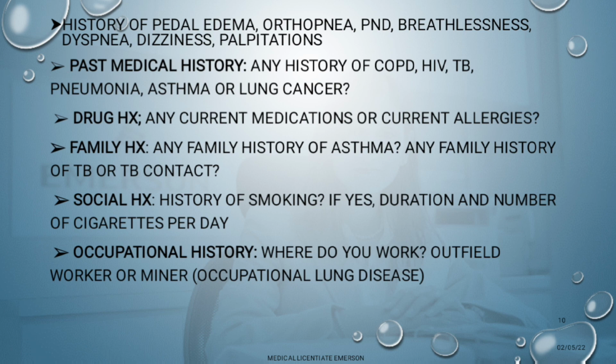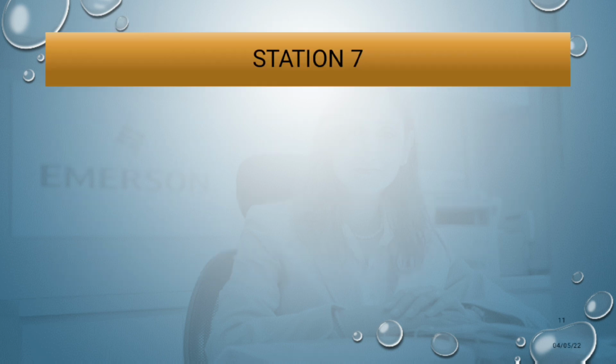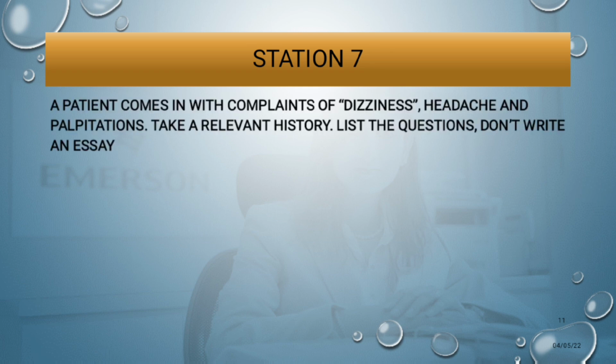Then that's how you can do this kind of examination setup. Okay, I think we can move on to another station. So this is station 7. Station 7 is saying a patient comes in with complaints of dizziness, headache, and palpitations. Take a relevant history, then list the questions. Don't write an essay.